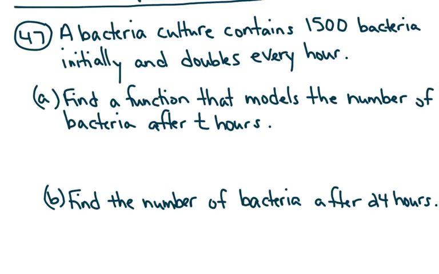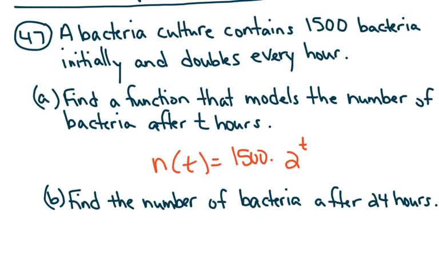If you think about what we did at the very end of the chapter, we had a formula for doubling. It was n of t is equal to n naught times 2 to the t over a, where a was the doubling time. So for this particular equation, n naught is 1,500, and the doubling time is every hour, so a is 1, except what's t over 1? It's just t. So the equation is 1,500 times 2 to the t power.